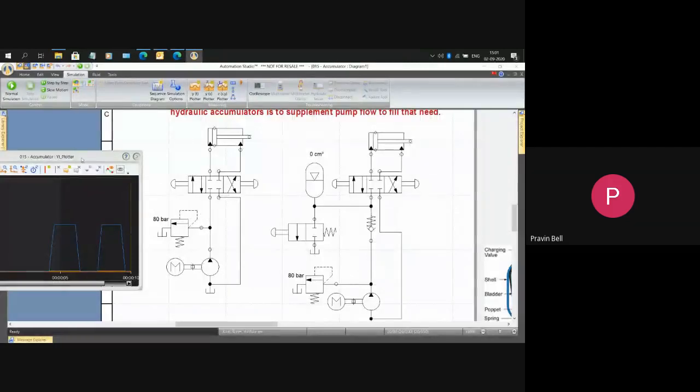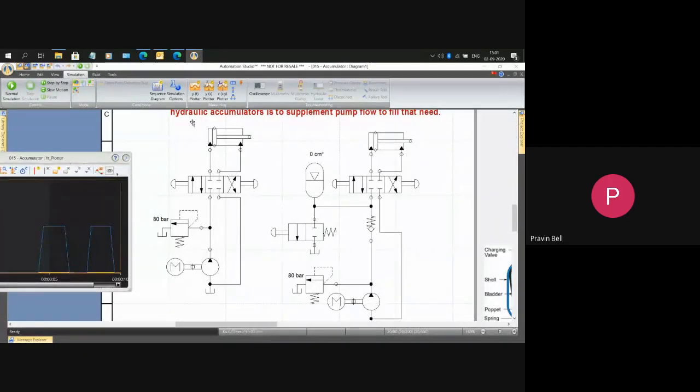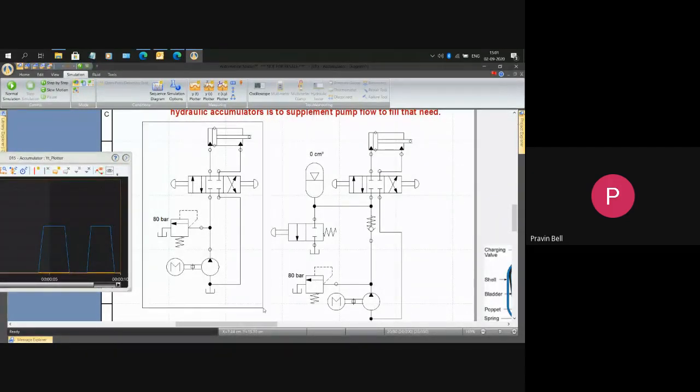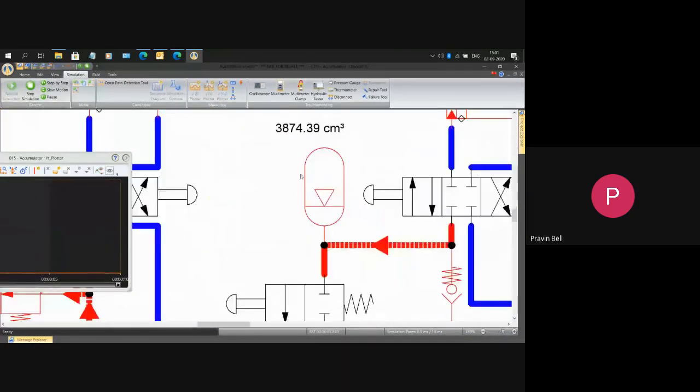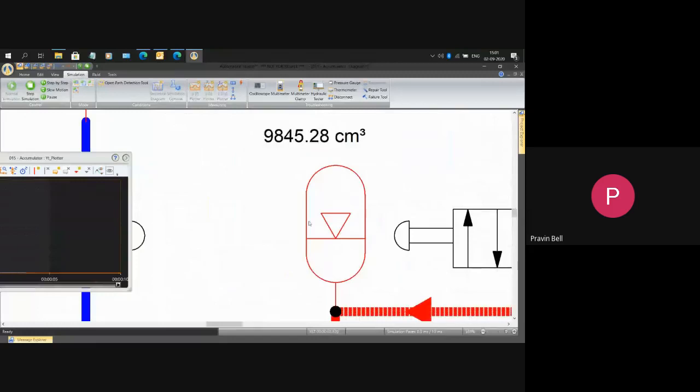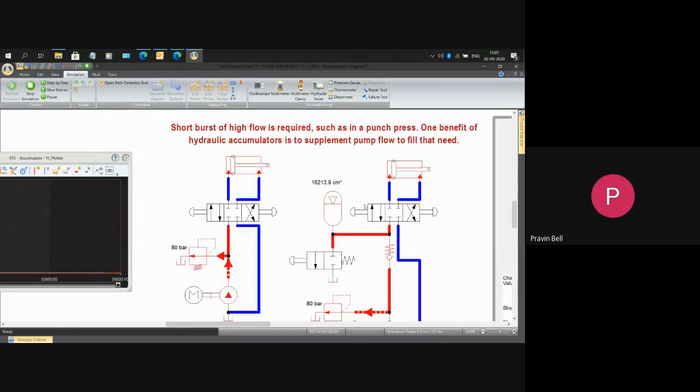Now here, if you see, there are two circuits. The left hand side circuit is without an accumulator, and exactly the same circuit on the right hand side is with an accumulator. Identical circuits, and we want to see the difference. So when I simulate my circuit, you can see the accumulator charges here. You have to give it time to charge. Okay, it is charged.